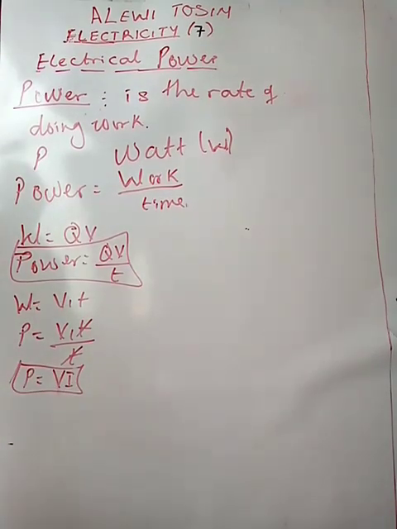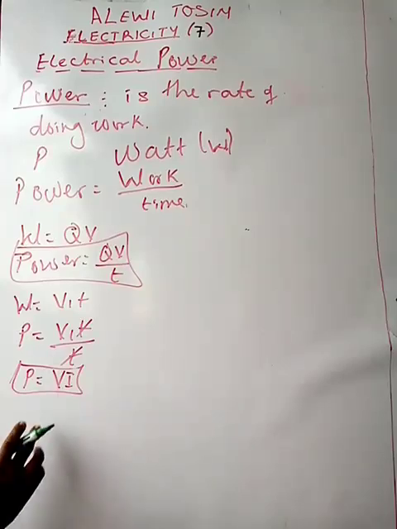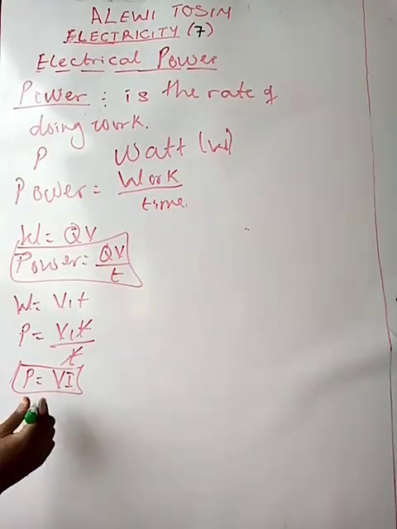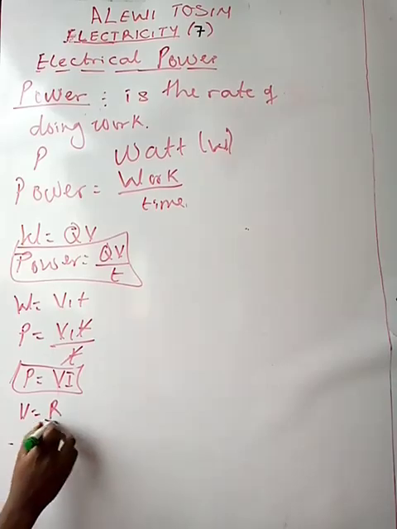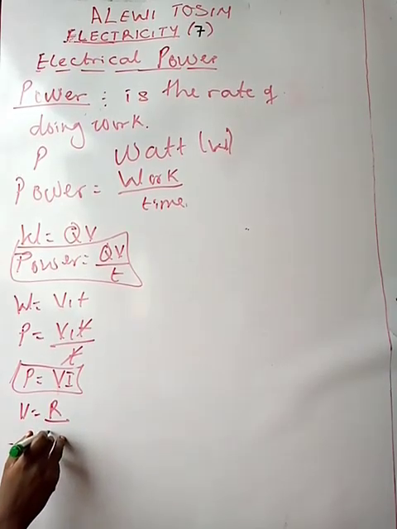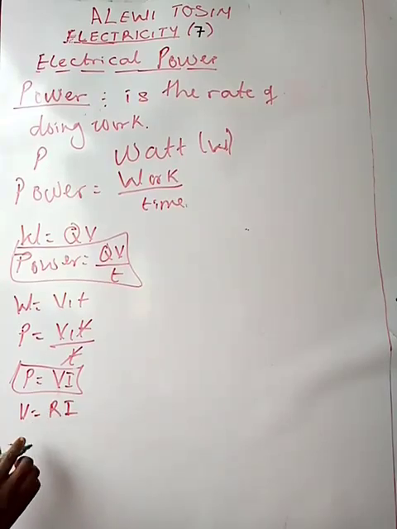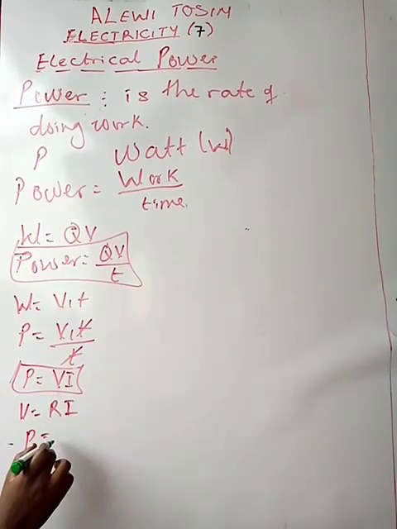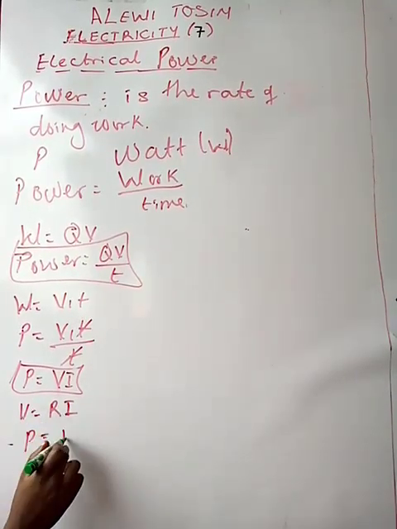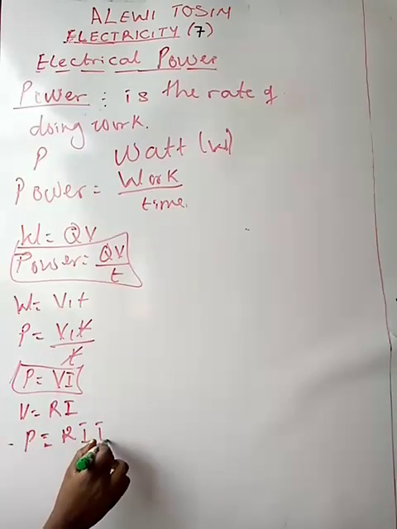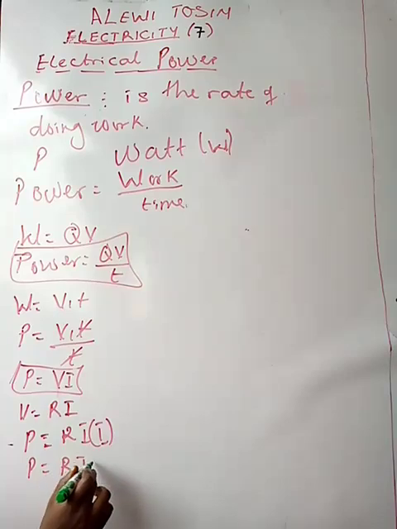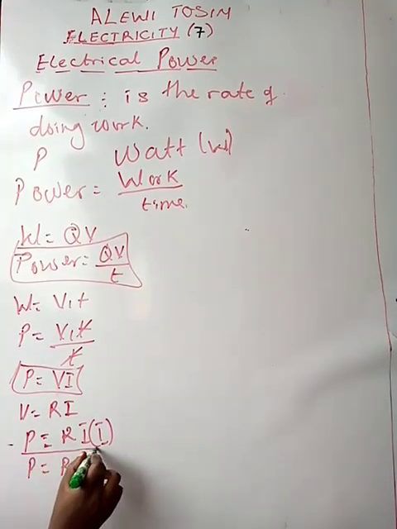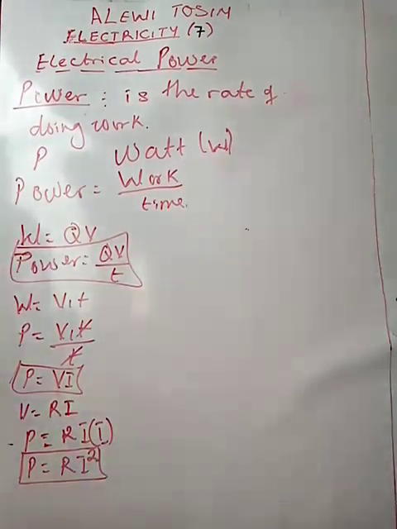Equals VI. And we also recall that V is equal to Ri. Then we can say that our power now is equal to, instead of writing V, we write Ri, then this is I. So power will be given as Ri squared. So those are the formulas for finding power.